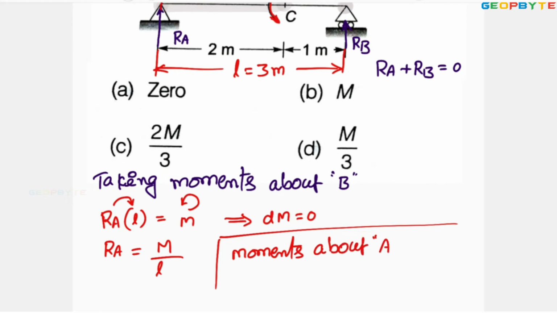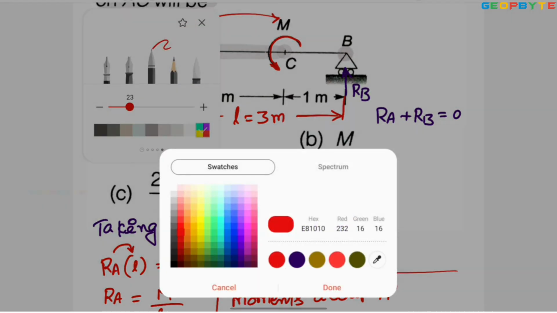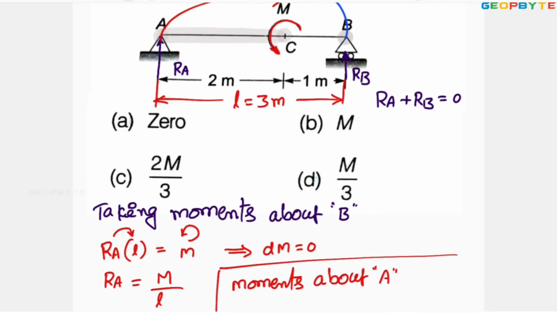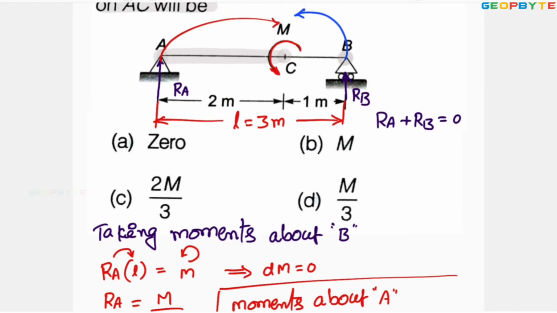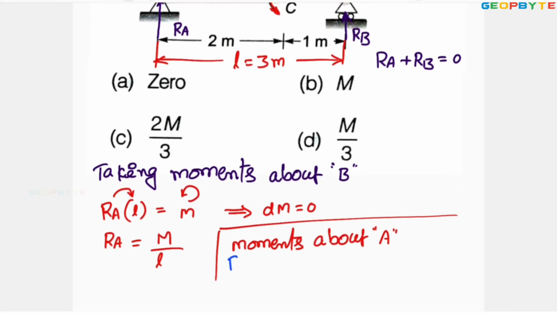Let us take the moments about A. With respect to A, listen carefully. This RB is giving the anti-clockwise moment, and the couple is also anti-clockwise. Therefore, I can say that RB into the distance up to A, that is L, plus RB into L in the anti-clockwise direction, M is also in the anti-clockwise direction, it must be equal to 0.